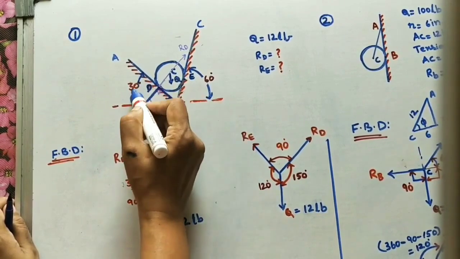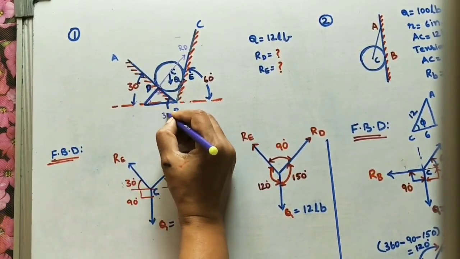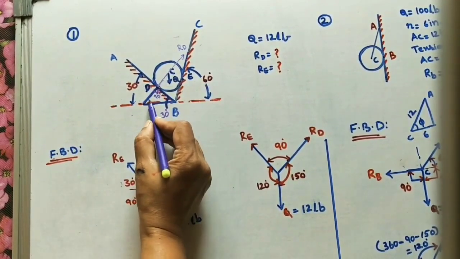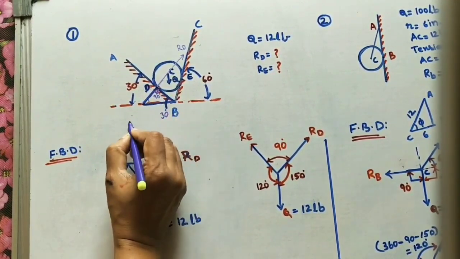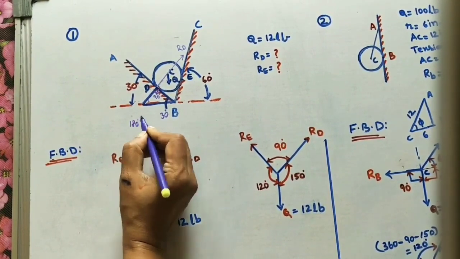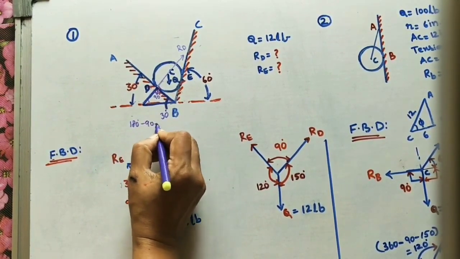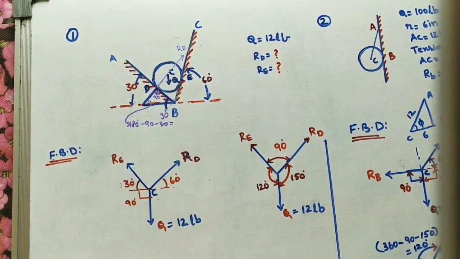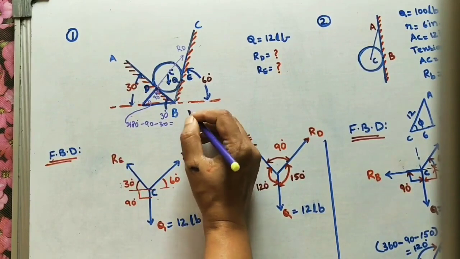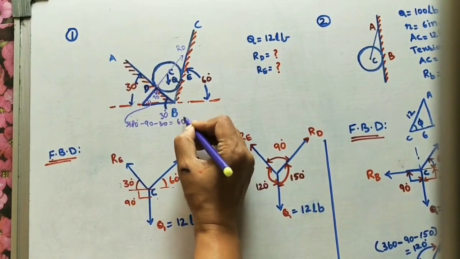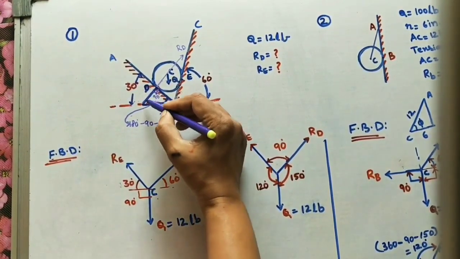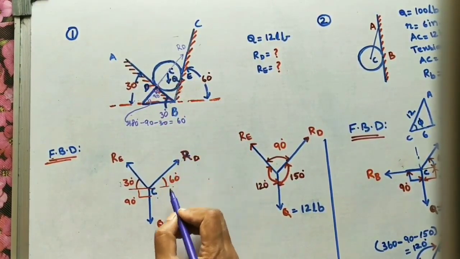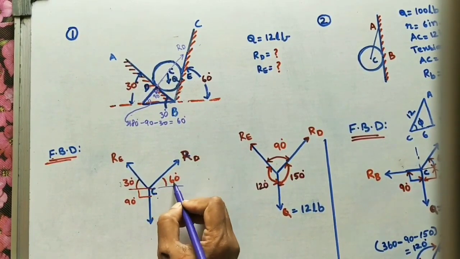In this triangle, this angle is given as 30 degrees, and this angle is 90. How much is this angle? The total sum is 180, so the sum of all angles in the triangle minus 90 minus 30 will give this angle. This value will come to 60 degrees. So RD is making 60 degrees with the horizontal. I have marked RD already, so I drew one horizontal line and here I took 60 degrees.